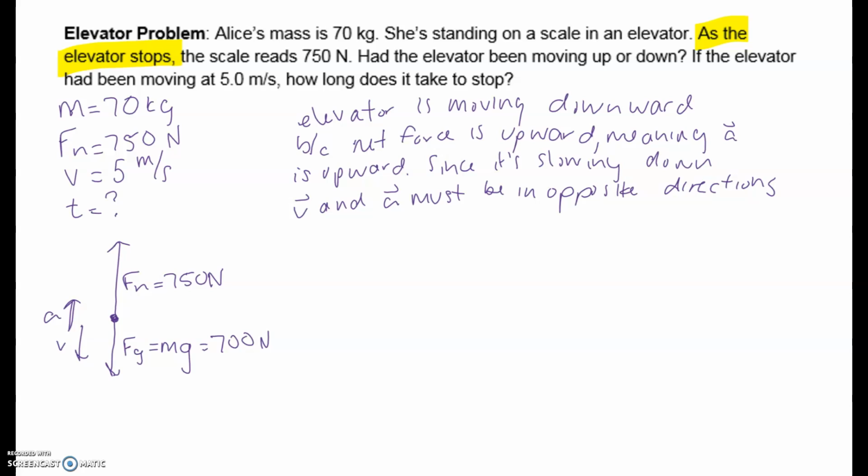Now, the next question says, if it had been moving at 5 meters per second, how long does it take to stop? So this part, let's use kinematics. But every kinematic equation involves acceleration, so we need to determine the value for this acceleration, which is where using forces, Newton's second law in particular, is useful. So let's call upward our positive y direction. If I sum my forces in the y direction, net force is mass times acceleration. Since upward is positive, we have a positive normal force and a negative gravitational force. So let's use variables: positive normal, negative gravitational force is mass times acceleration. Then solving for acceleration, we take normal force minus the weight, divided by mass, gives us acceleration.